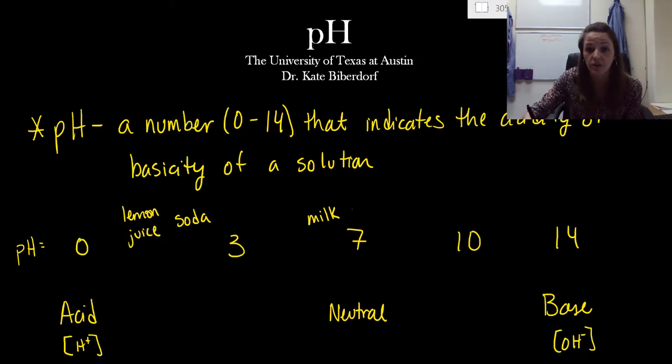Now, water is going to be right here at 7. Pure water is right at 7. Right after that is our blood. We have slightly basic blood. Not very much, but it's slightly basic, and that just helps everything circulate, but we already talked about it in our nutrition unit.